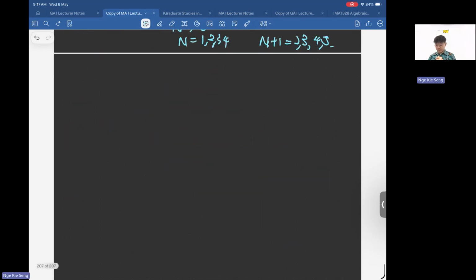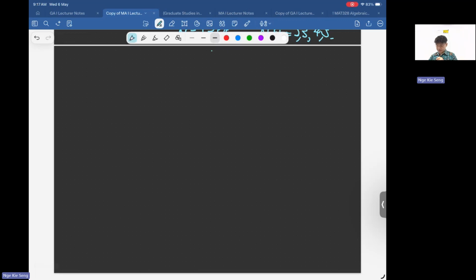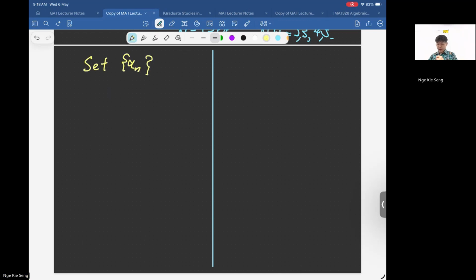The other part is from your discussion in your tutorial. In the tutorial, we have a set of a_n, and some of you see it as a sequence. These two things are actually not too far away from each other. You know why? What's the difference between these two things?